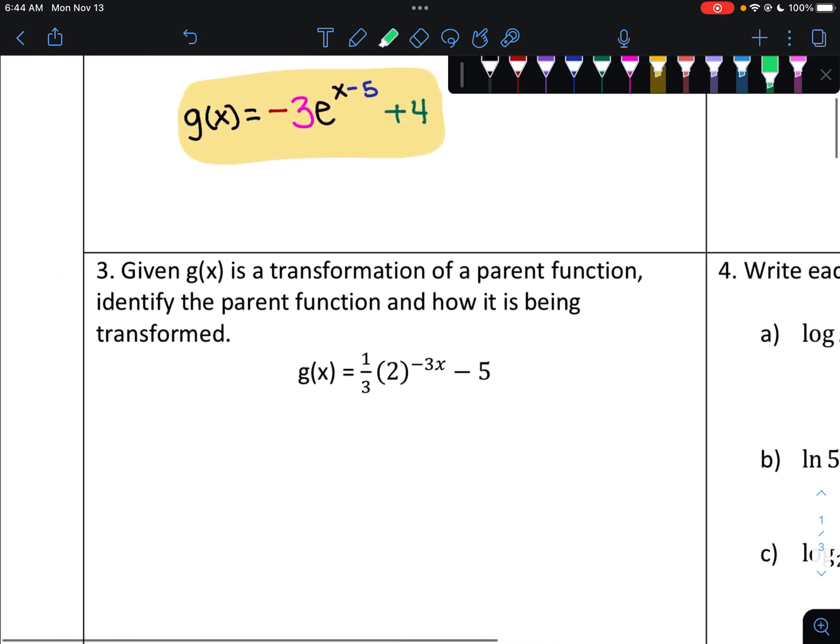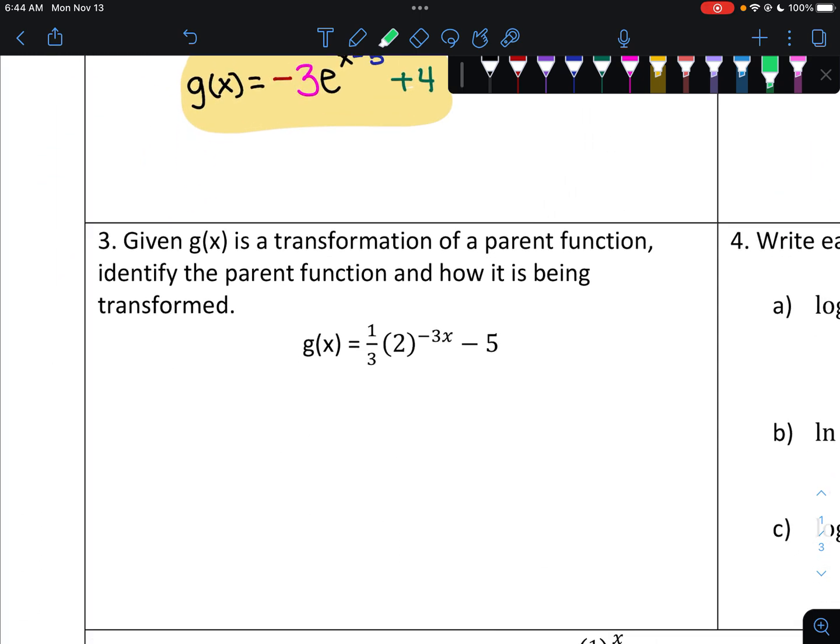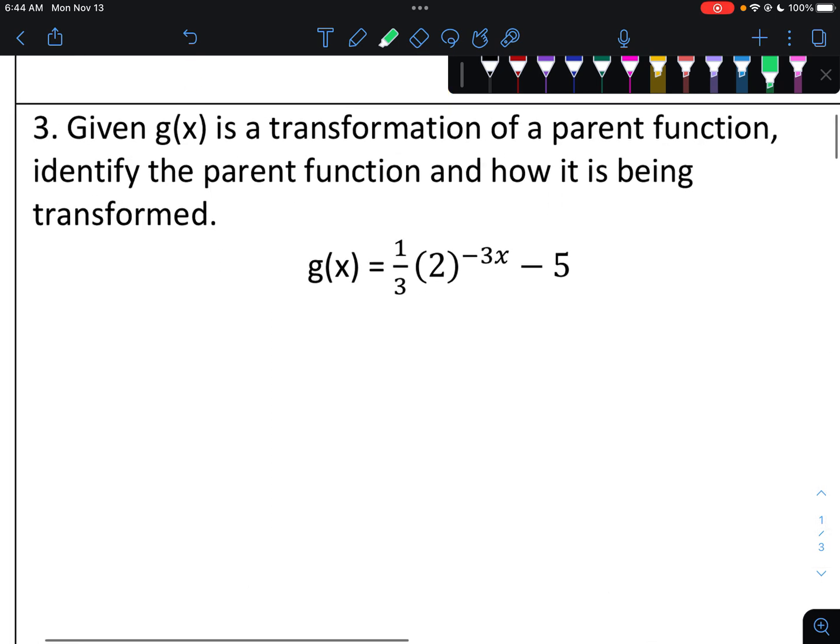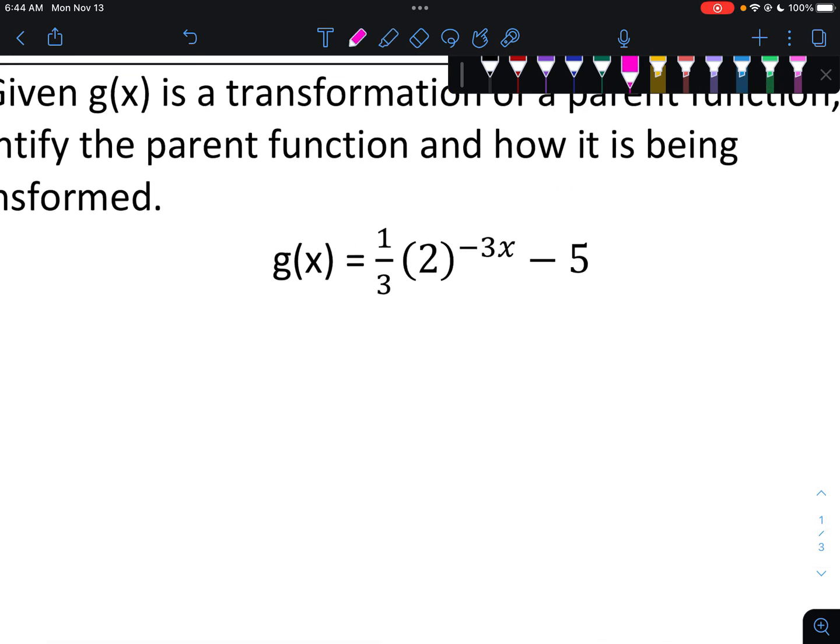Okay. When I look at number 3, it says given g of x is a transformation of a parent function, identify the parent function and how it's being transformed. So remember, anytime we're looking for the parent function, we would end up taking off anything that would cause a transformation. So this 1/3 would cause a transformation. This negative 3x would cause a transformation. And this 5 would cause a transformation. So what does that leave us with? Well, that just leaves us with 2 to the x power.